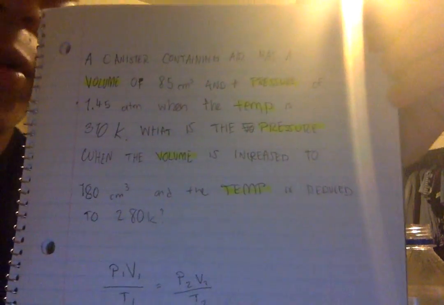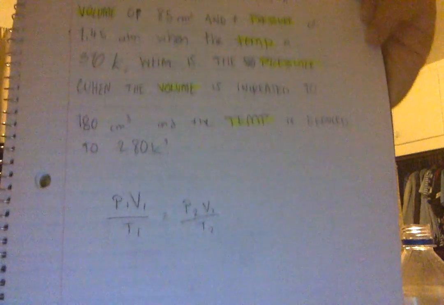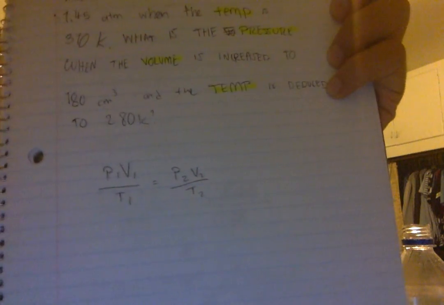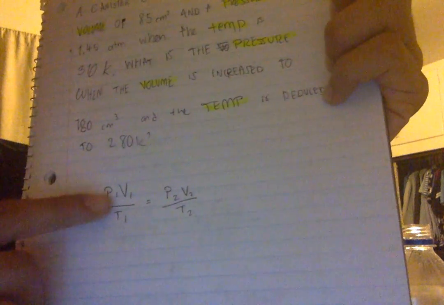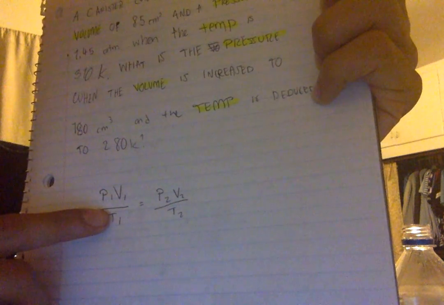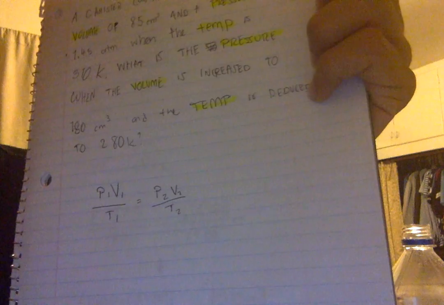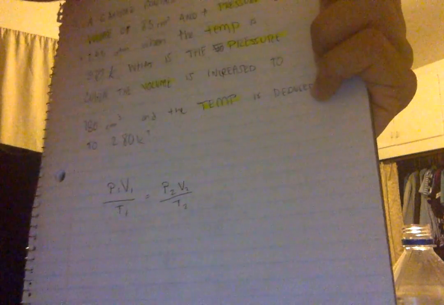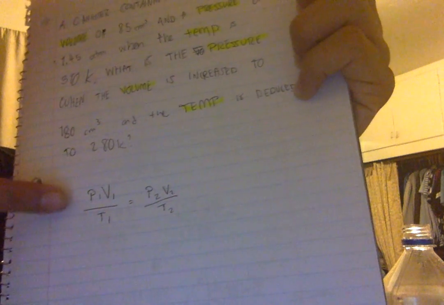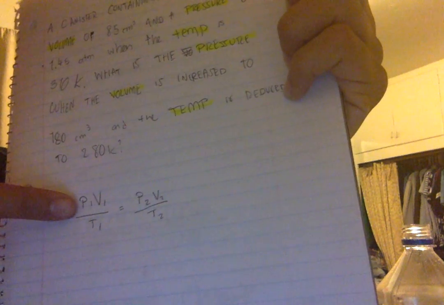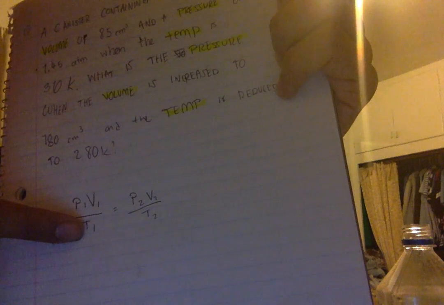Okay, so the first thing we're going to do is look at the equation, and I'm going to explain every variable in here. So you have volume, pressure, and temperature. It's important to know that each variable has two different versions: pressure 1, volume 1, temperature 1, and then their counterparts.